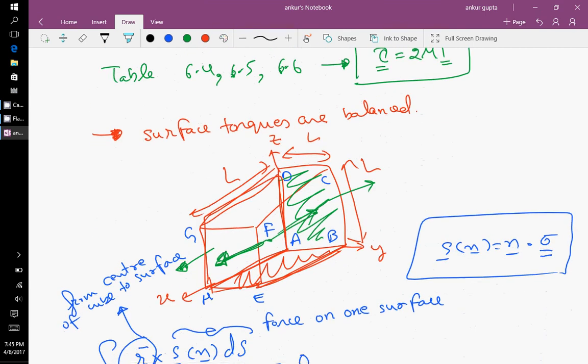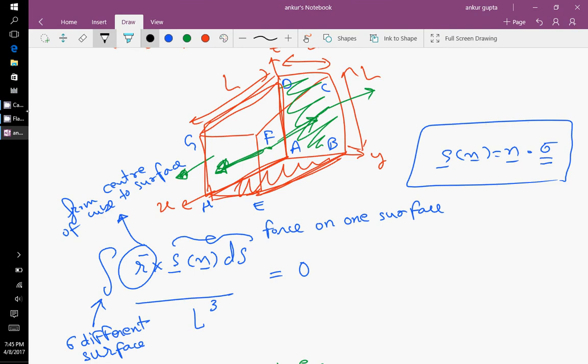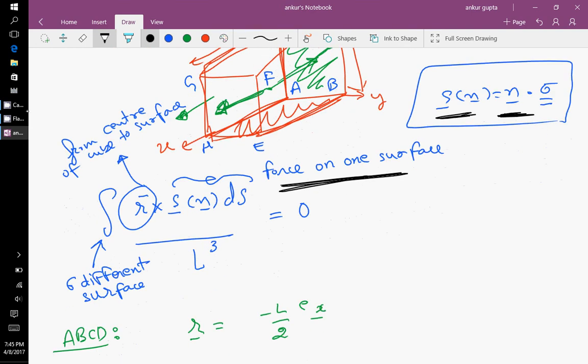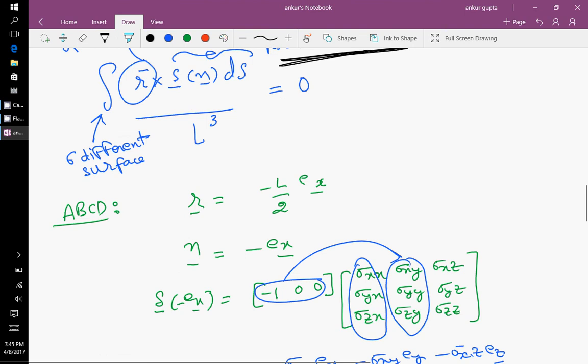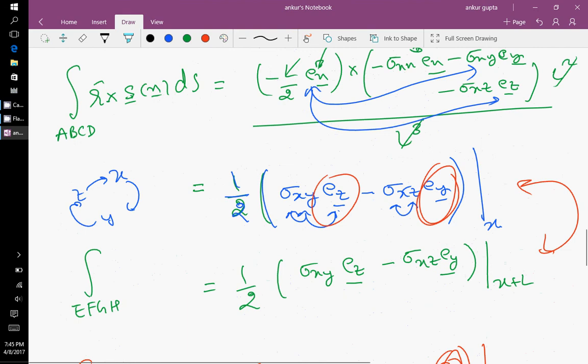Now, to give a physical meaning to that, we said let us go and do a torque. Torque is the distance vector crossed with the force. The force on one surface is calculated by S, which is n dot sigma, and we do this on all 6 different surfaces. We started with the first surface A, B, C, D, and found R and N. Once we have N, we can calculate S, which is n dot sigma, and once you have that, we can calculate the contribution from one of the surfaces.